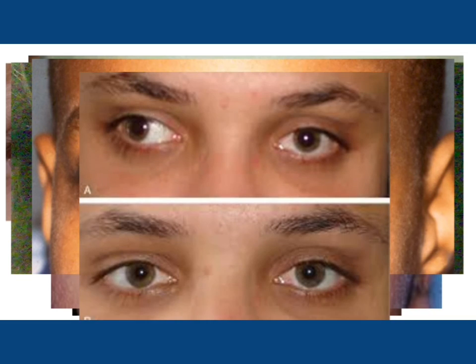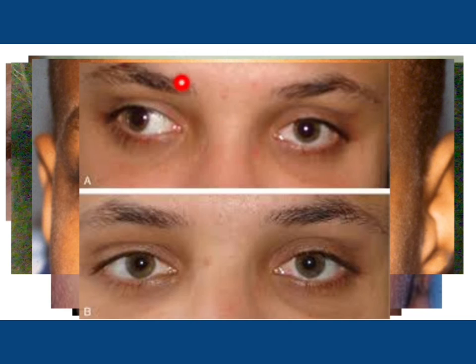Okay. Now you can see in this upper picture, the person's eye is deviated outward. So by seeing the position of the reflex, you can say what is the degree. So can you say what is the degree? Just think. Yes, you are right. It is 30-degree exotropia. Okay.